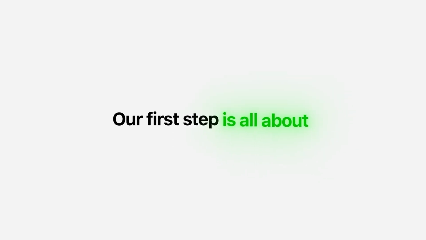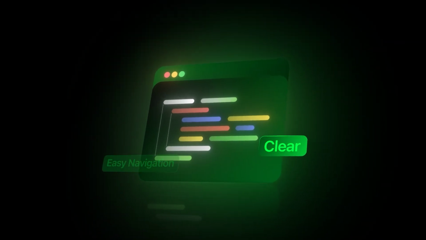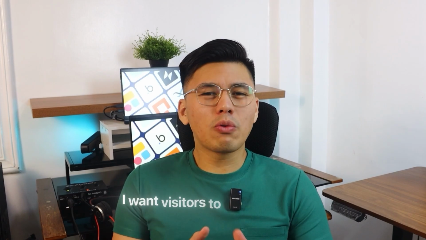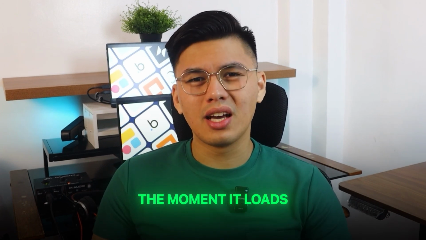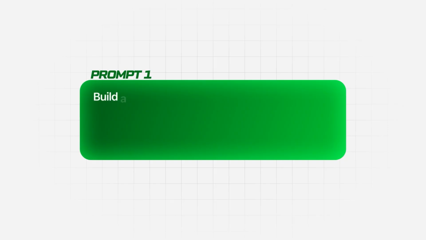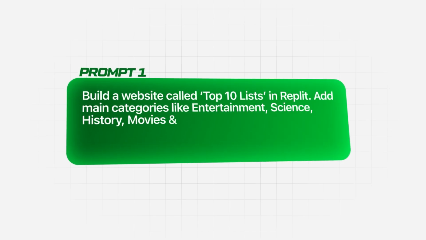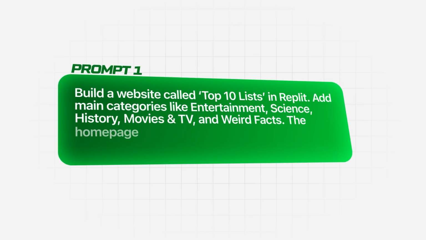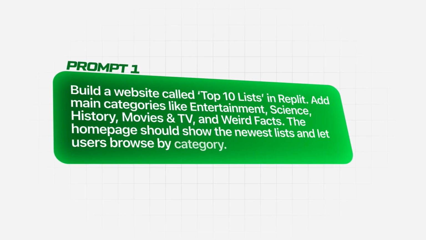Our first step is all about giving this project a strong backbone, something that's clear, easy to navigate, and immediately engaging. I want visitors to know exactly what the site offers the moment it loads, and to be able to jump straight into the topics they care about. To make that happen, I'll start with this request. Build a website called Top 10 Lists in Replit. Add main categories like entertainment, science, history, movies and TV, and weird facts. The homepage should show the newest lists and let users browse by category.